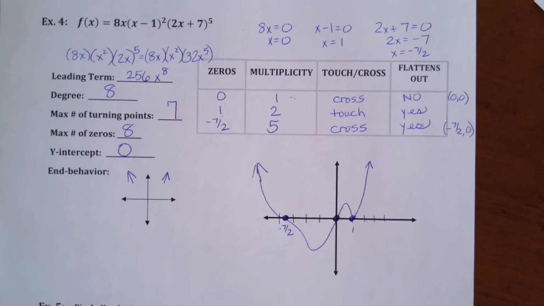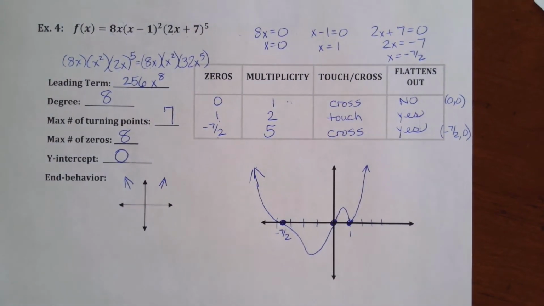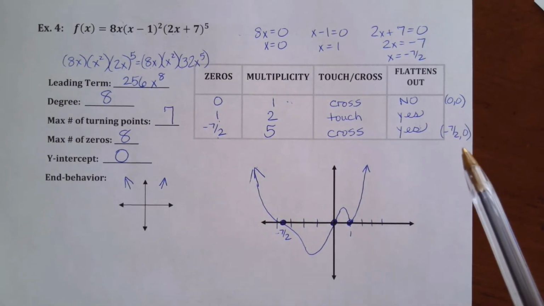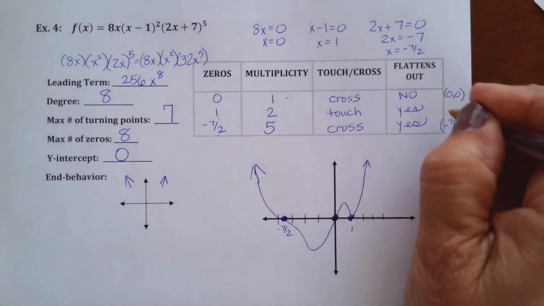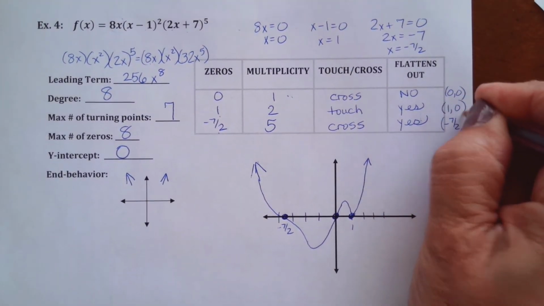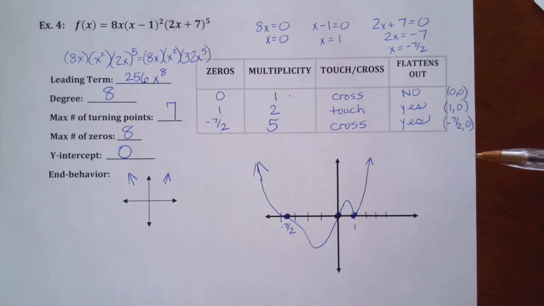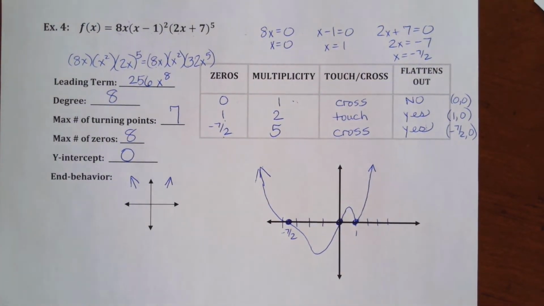So you might see a question on how many of the zeros cross and how many of the zeros flatten out, and also they want you to give it in ordered pair form and not just what x is. So this would be the ordered pairs for the zeros. Hopefully that won't mess you up, but I want you to understand it and see it before you actually get to that problem.